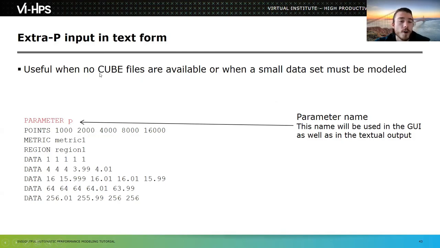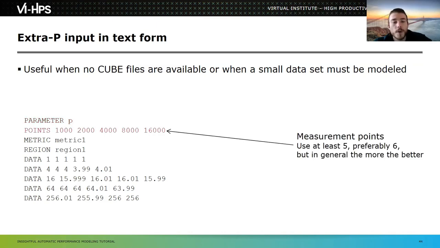Therefore, first you need to know how our text-based input format works. Basically, it features the same information that a cube file would feature, and the structure for this is pretty simple. We always have a parameter in front here. First, you need to define a parameter name, in this case, P. And then we define the measurement points second. In this case, we have 5 measurement points and the values for each of them.